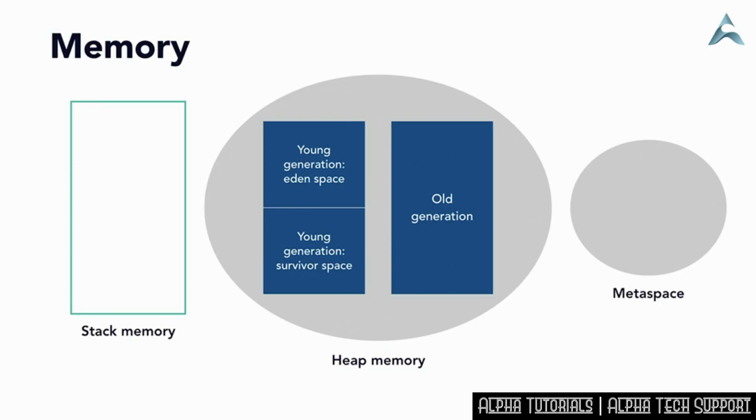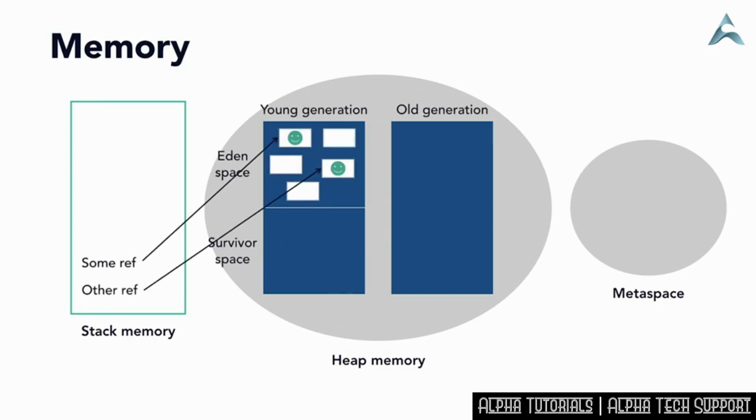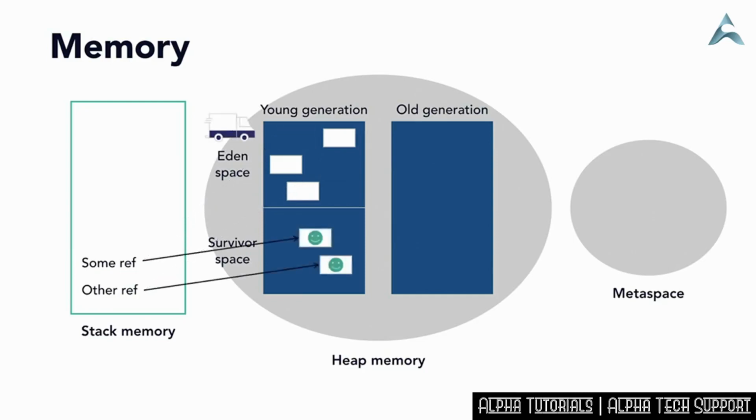So let's have a look at this in action. We have our stack memory, we have 2 references on it still, and in our Eden space we have 5 objects. There's 2 live objects and 3 that could be removed. So when the garbage collection comes by, it's going to be copying the live objects to the survivor space, and then deleting all the elements in the Eden space that don't have a connection to the stack.